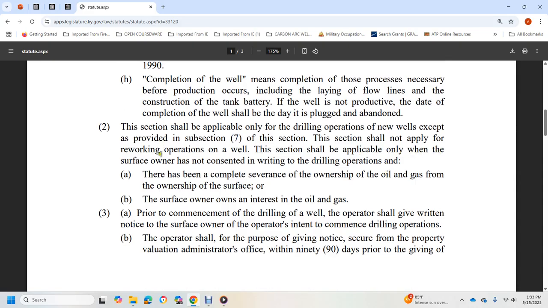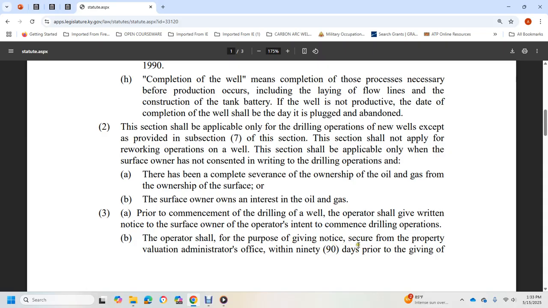This section is applicable only when the surface owner does not consent to the drilling operation, and there has been a complete severance of the ownership of the oil and gas from the ownership of the surface, or of the interest in the oil and gas, prior to commencement of the drilling of the well. The operator shall give written notice to the surface owner of the operator's intent to commence drilling.